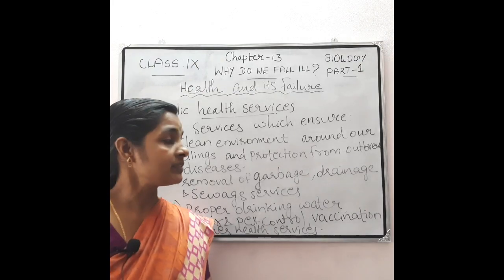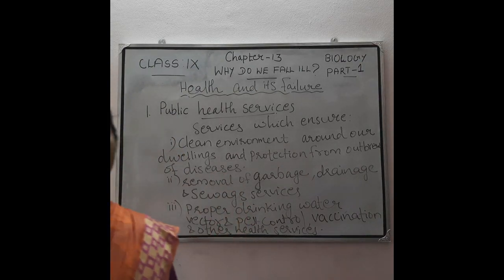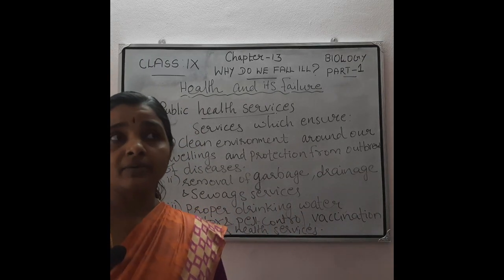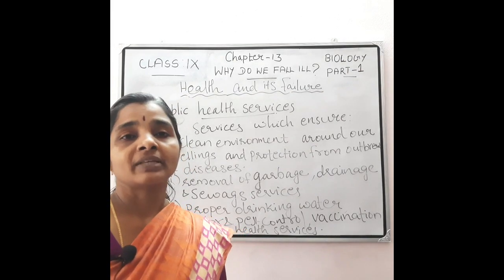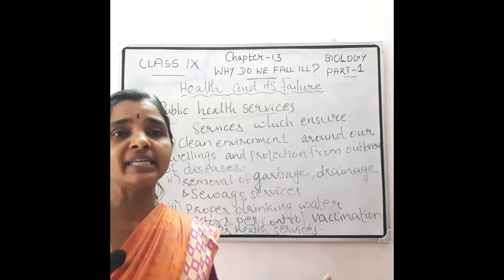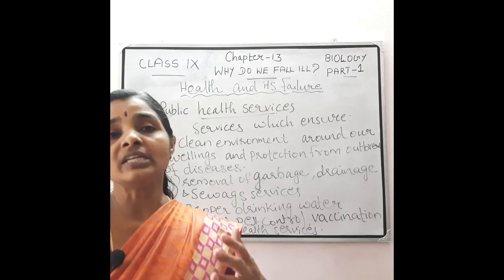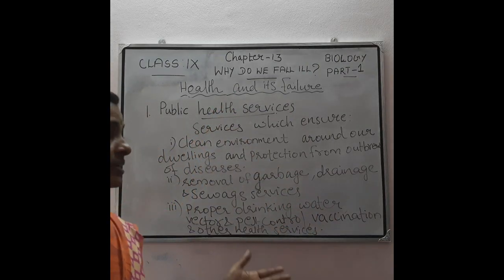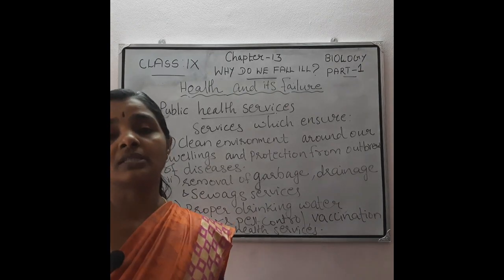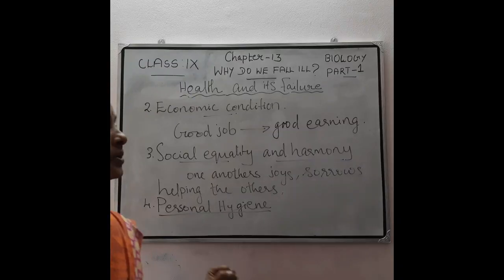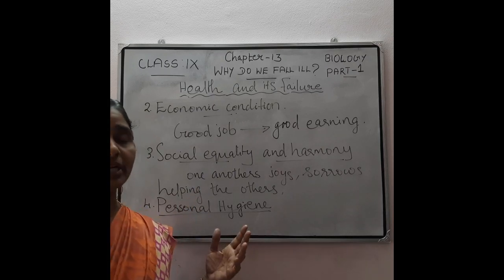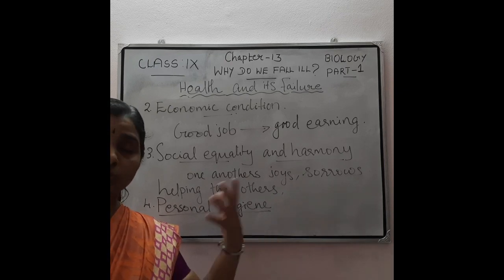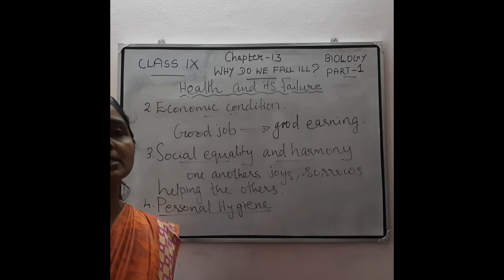For example, if there is more garbage in our surrounding areas, that litter around us, and suppose wastewater is overflowing, then pests and vectors are breeding in our surrounding areas. What will happen? That will lead to the spread of diseases. That means if any one of these services is insufficient, that will affect the health of a person. So, public health services provide a lot of services, but insufficient services will affect the person's health, isn't it?